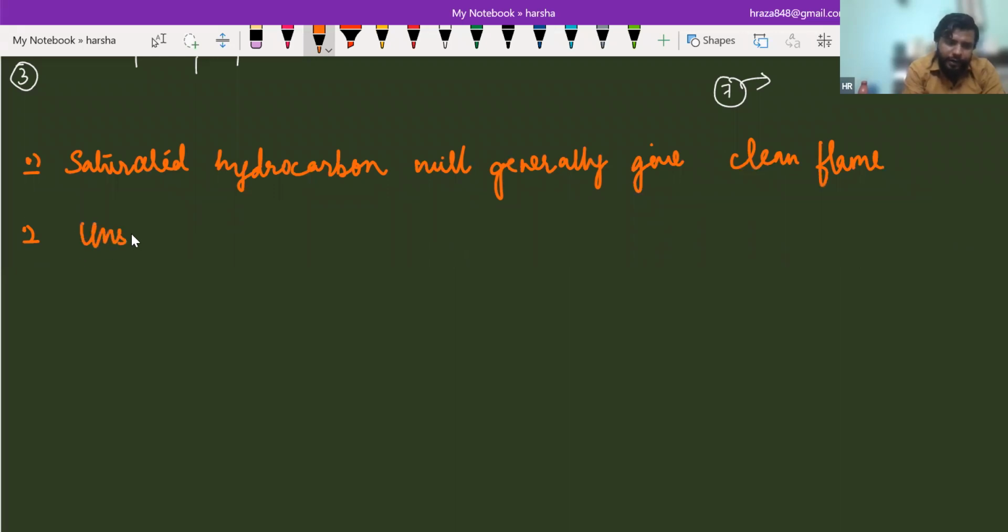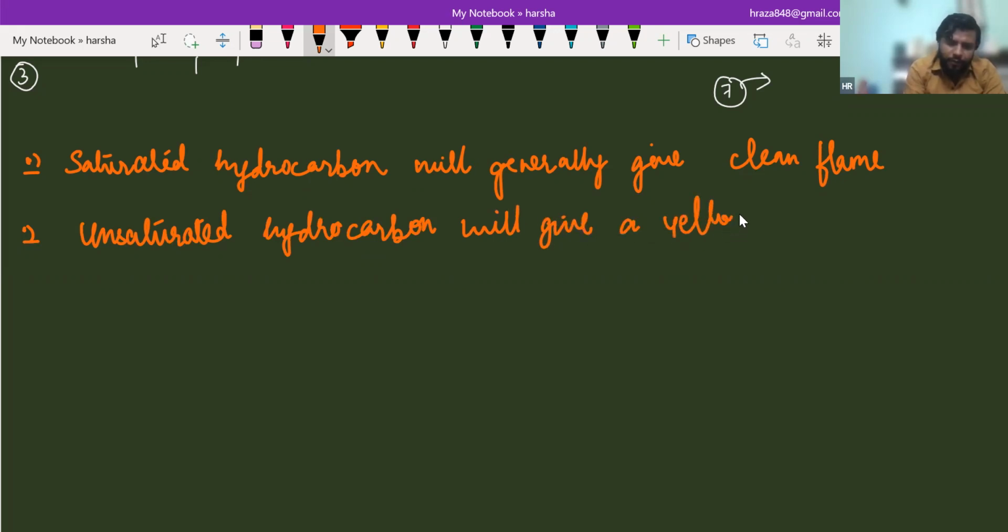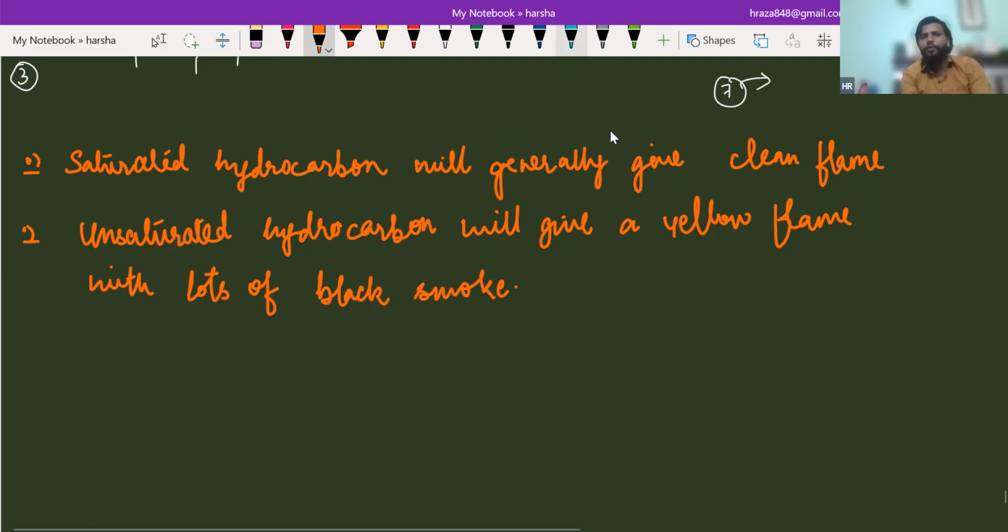and unsaturated hydrocarbon will give a yellow flame with lots of black smoke. So if you are going to differentiate, or if you are going to tell me whether it is a saturated and unsaturated hydrocarbon, you just need to do combustion.